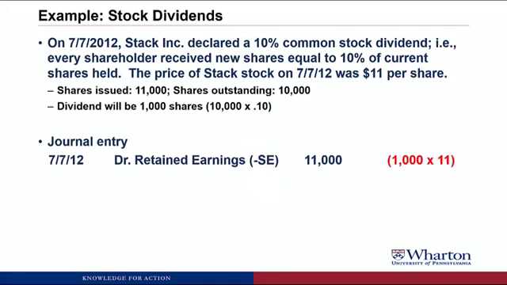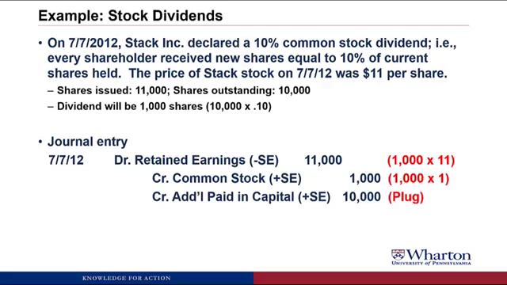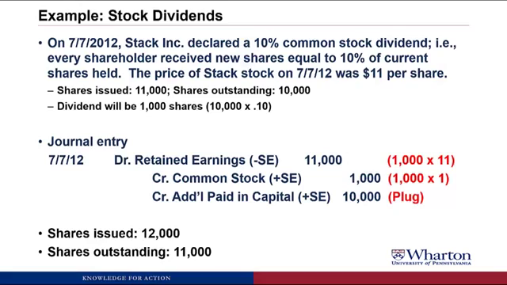Okay, so we're going to debit retained earnings like we do with any other dividend. The amount's going to be $11,000. That's the 1,000 new shares times the $11 market price on July 7th. But instead of dividends payable, which we would do with a cash dividend, we're going to credit common stock for 1,000. That's 1,000 new shares times the dollar par value. And then credit additional paid in capital for the other $10,000 for the plug. So a stock dividend involves a new share issuance, so we do both common stock and APIC. That adds 1,000 shares to our shares issued, which now go up to 12,000, and now there are 11,000 shares outstanding with still 1,000 shares held in treasury.